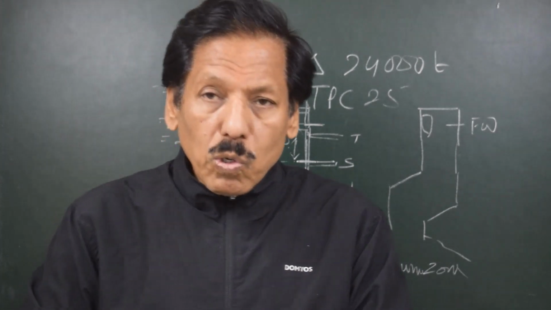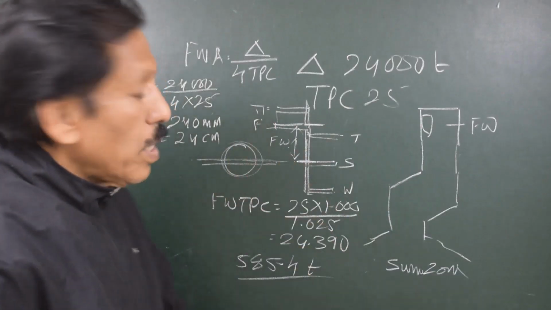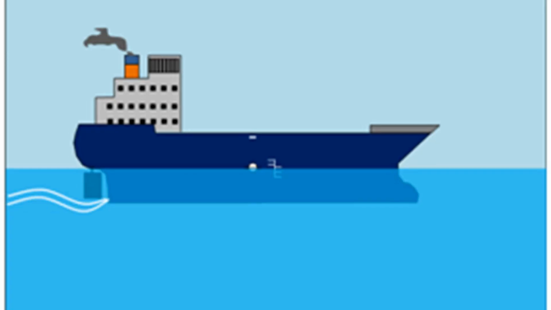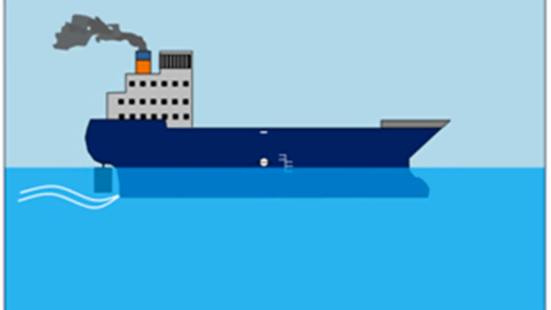And when she loads like this, probably she will come to this mark, and when she goes to the saltwater area, that means open sea, 1025 density, she will come back to the summer load line.